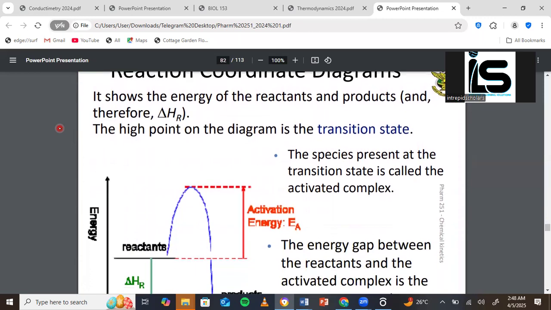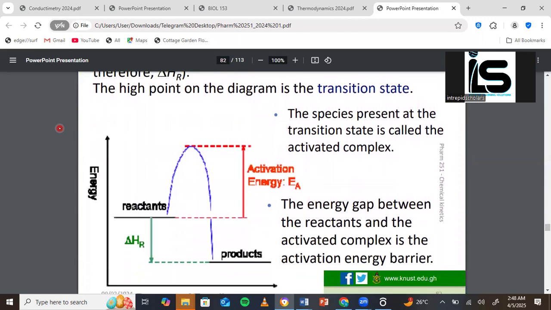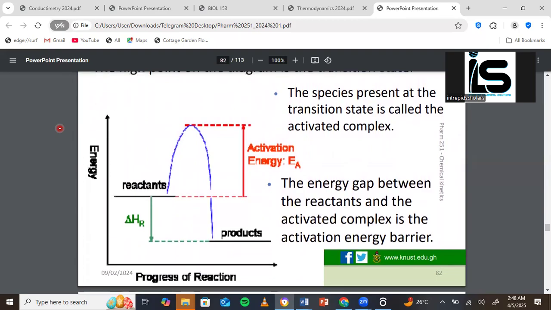Now, reaction coordinate diagram. This diagram summarizes the energy change as the reaction progresses. If you look at the graph, we have plotted energy against the progress of reaction. Now, this is the energy of reactants. The energy of reactants has to increase, right? It has to rise to a certain level. This rise here is the activation energy. That's the energy required to form products, right?